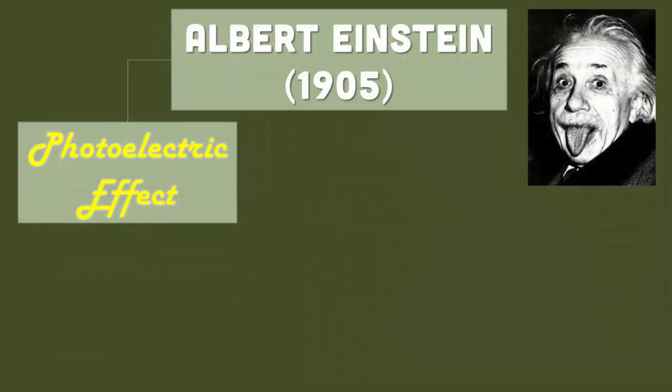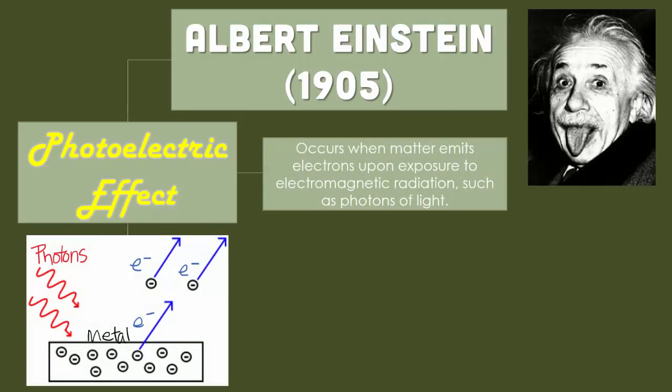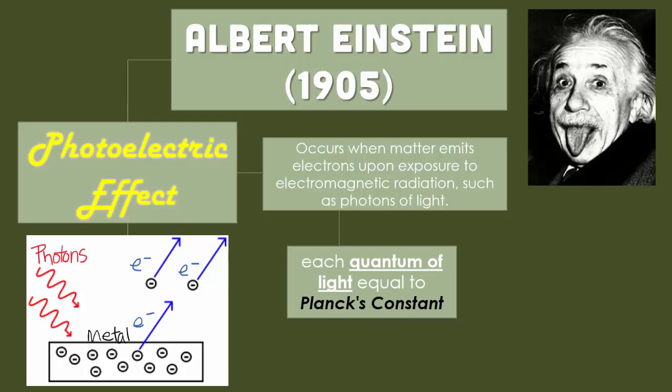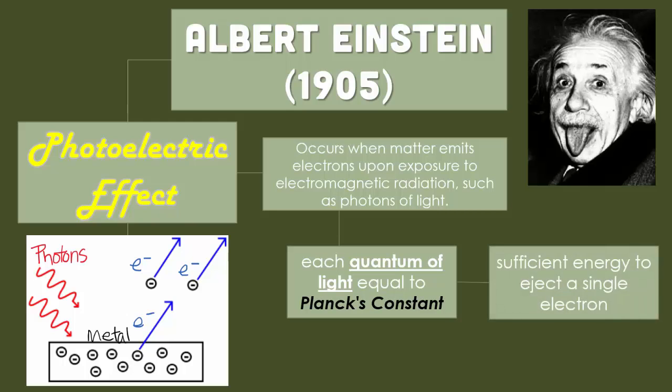Albert Einstein in 1905 came up with this idea called the photoelectric effect. He was stating that this occurs when matter emits electrons upon exposure to electromagnetic radiation, such as photons of light. Each quantum of light we call the Planck's constant, which means that Planck's constant is the sufficient energy to eject a single electron.